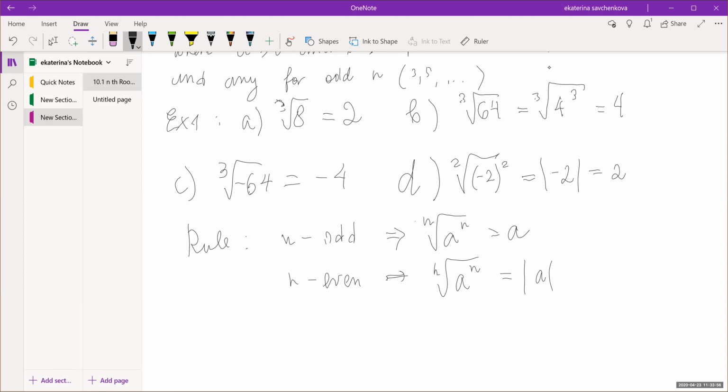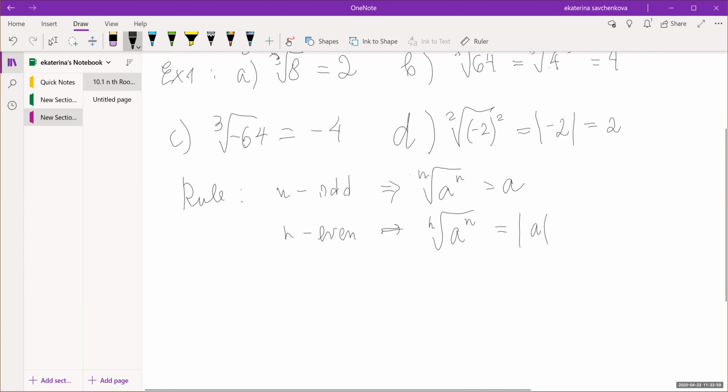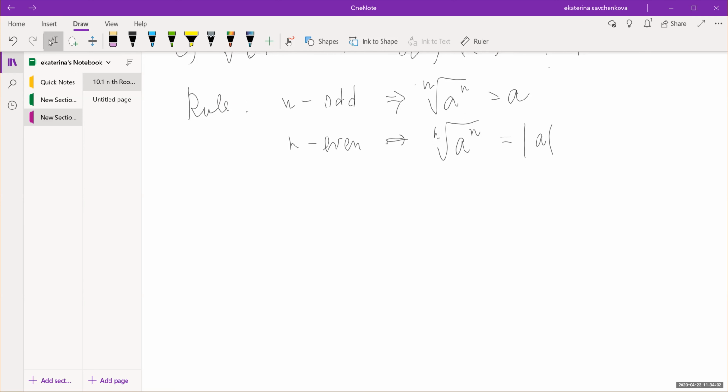A little bit more rules about roots you probably already kind of remember. Let's call it more rules. Let's start with the root of a product of a and b. Roots are going to be distributed over both factors. So it's going to be the nth root of a multiplied by the nth root of b.